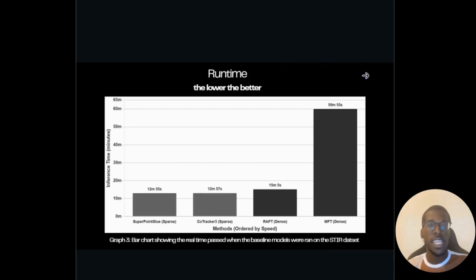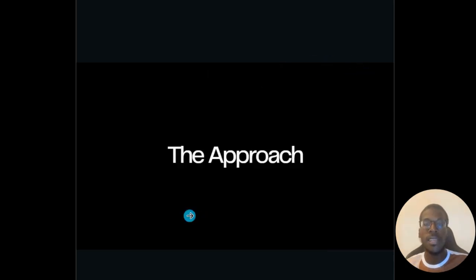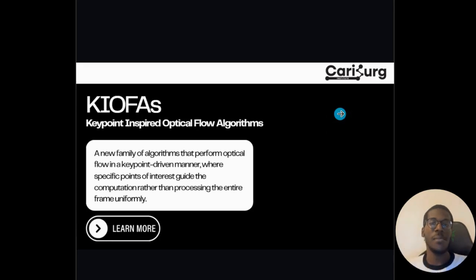Right. So where does this leave us? How do we come up with an approach that essentially takes advantage of the best of both worlds? The solution: keypoint inspired optical flow algorithms. This is a new family of algorithms that perform optical flow in a keypoint driven manner, where specific points of interest guide the computation rather than processing the entire frame uniformly.